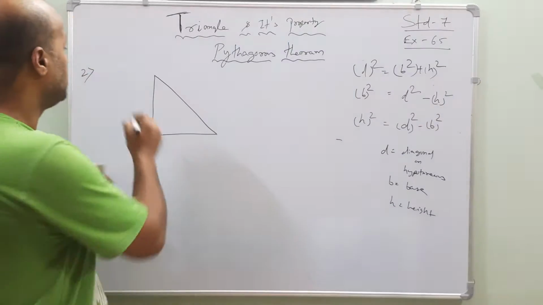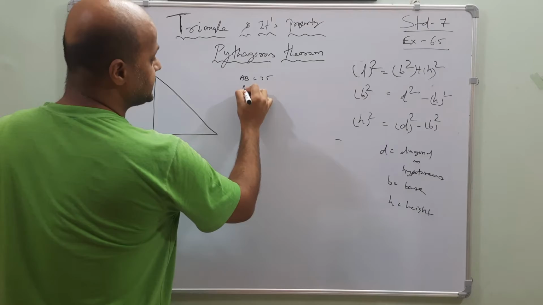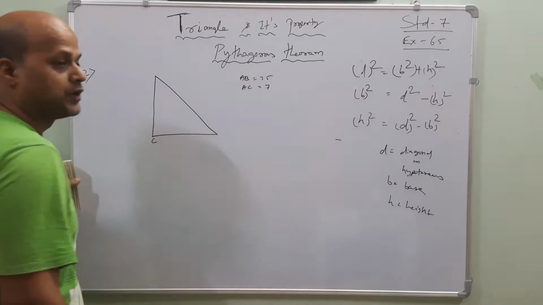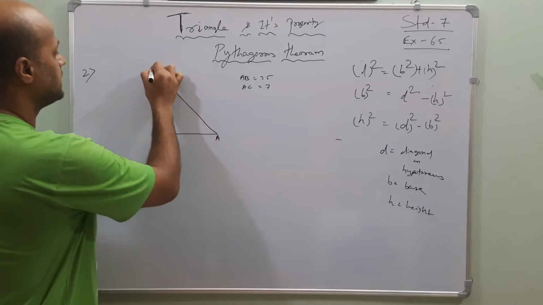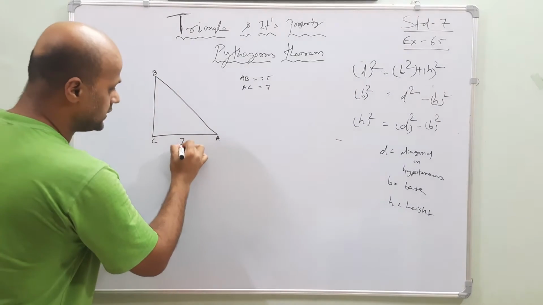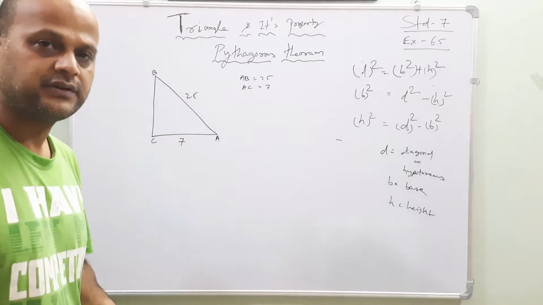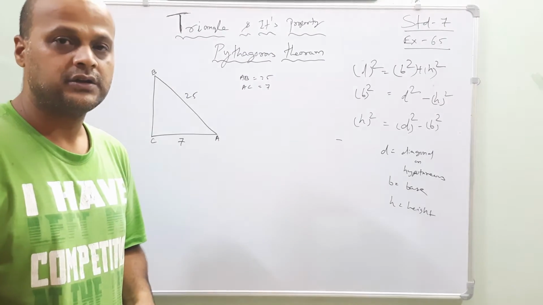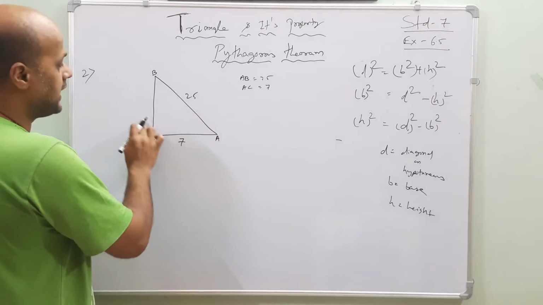Now AB is 25, AC is 7. Which one is smallest? 7 is the smallest, so I will write A here and B here: 7 here, 25 here. Now tell me which one is given and which one is not given. Yes, very good. The diagonal and base are given, the height is not given.